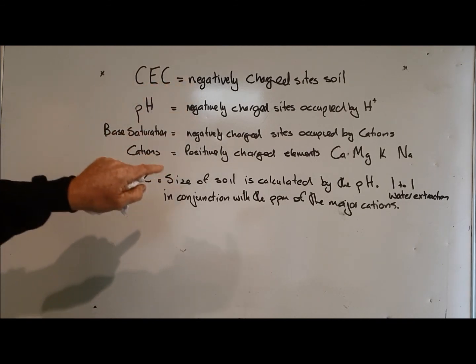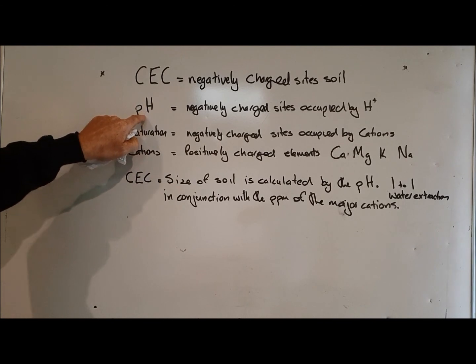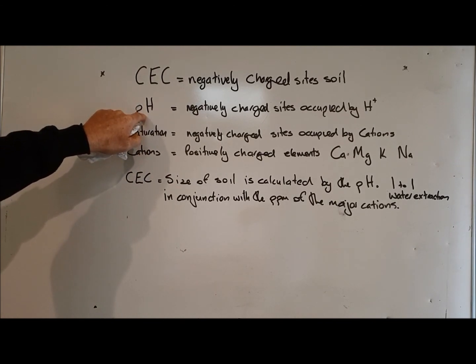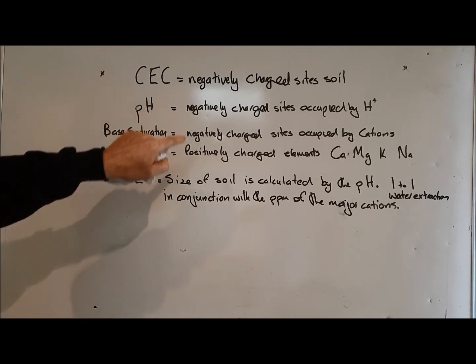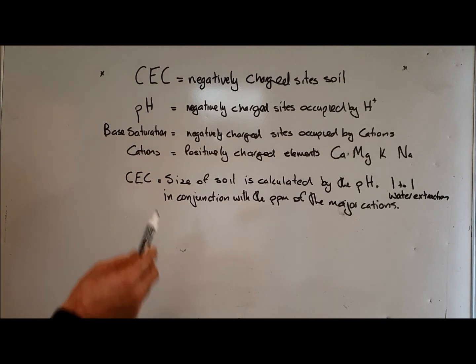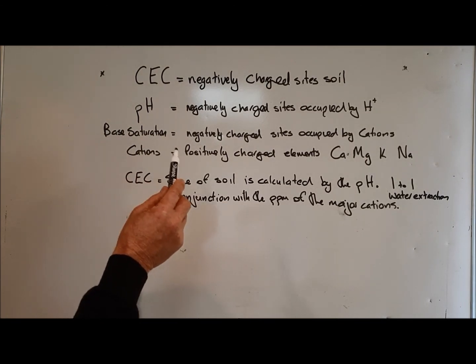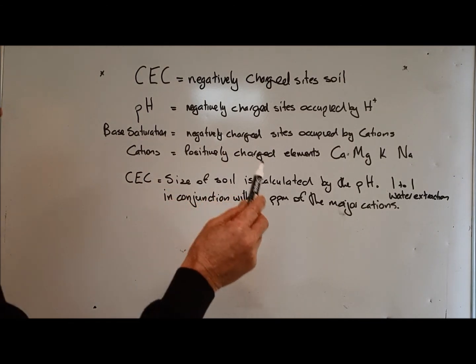Okay, the ability to hold cations. pH is a negative logarithm of hydrogen ions. The lower the pH, the actually higher the amount of hydrogen ions. So when we see the pH in the soil, what we're really seeing is the amount of negatively charged sites in the soil occupied by hydrogen.